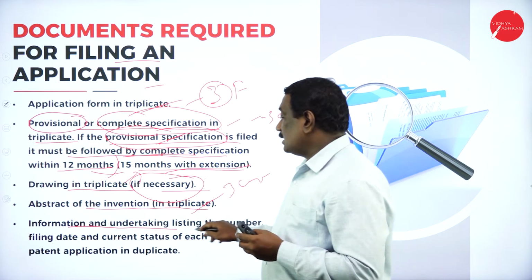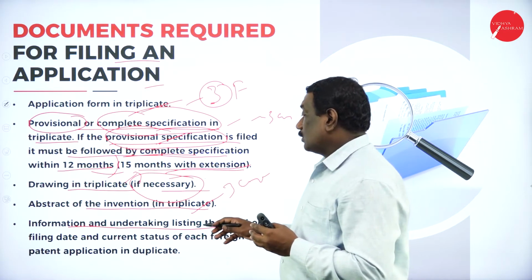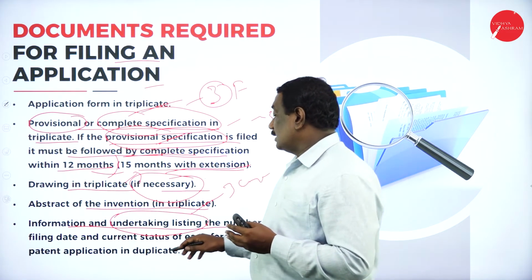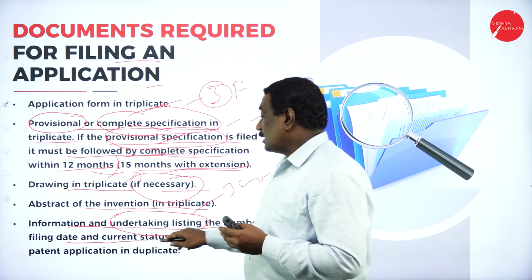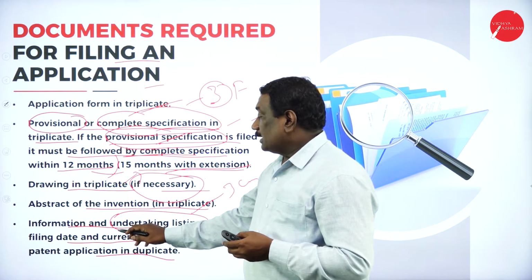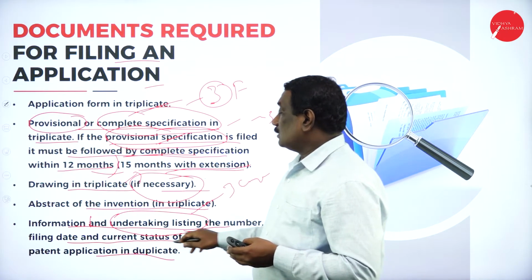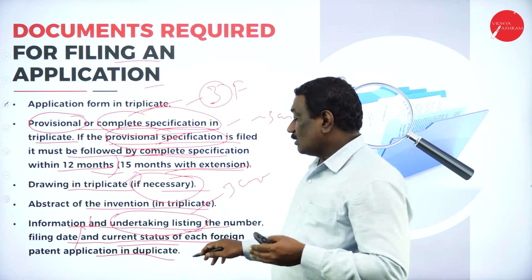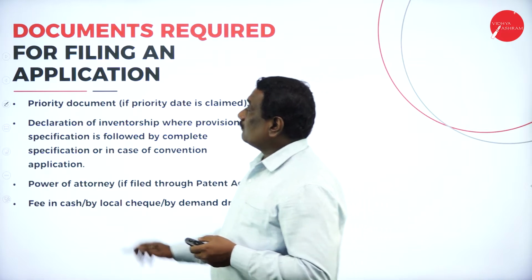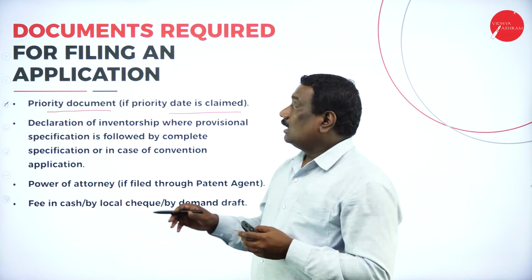Next, the information and undertaking listing. The information related to that particular patent rights or the product or invention should be in the undertaking listing, that is the number, filing date, and current status of each foreign patent application, in duplicate. So the application should be followed with the full information, and also the number, filing date, and current status of each foreign patent application, in duplicate. That should be submitted. Then priority document: if any priority date is claimed, then you should produce the priority document.